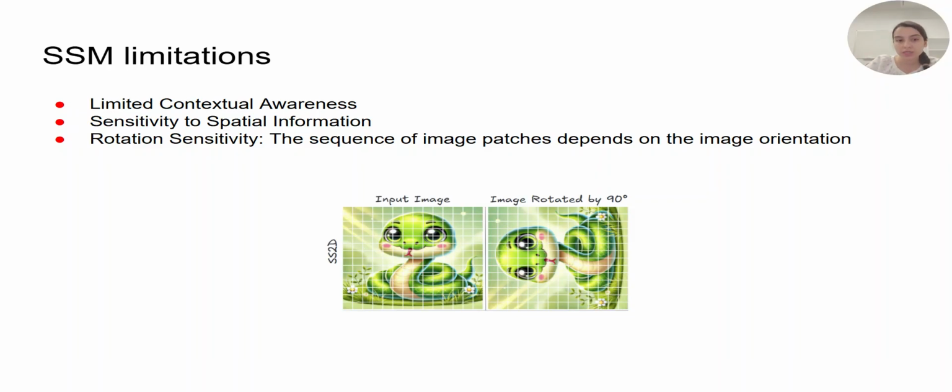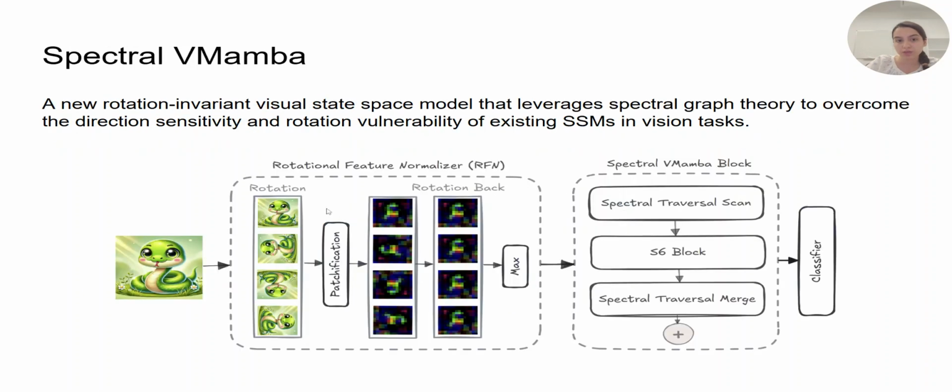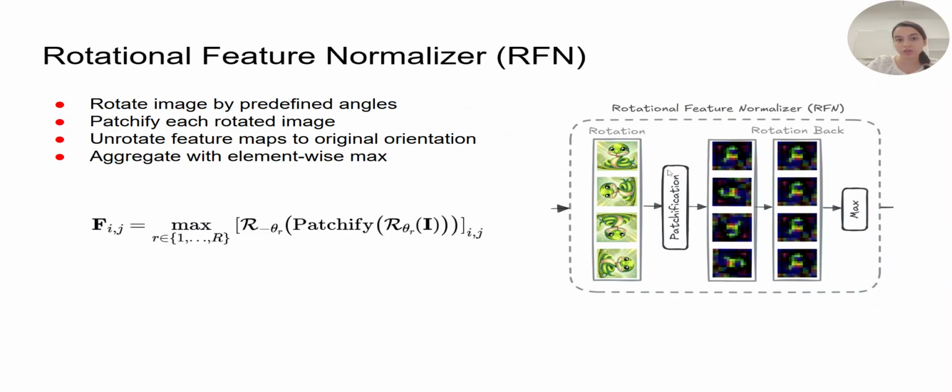So to overcome these limitations, we propose Spectral VMamba, which is a new rotation invariant visual SSM that can leverage spectral graph theory to overcome the direction sensitivity and rotation vulnerability of existing SSMs. This is an overview of our method, which has several steps, which we're going to go through one by one. The first module is the rotational feature normalizer, which is RFN.